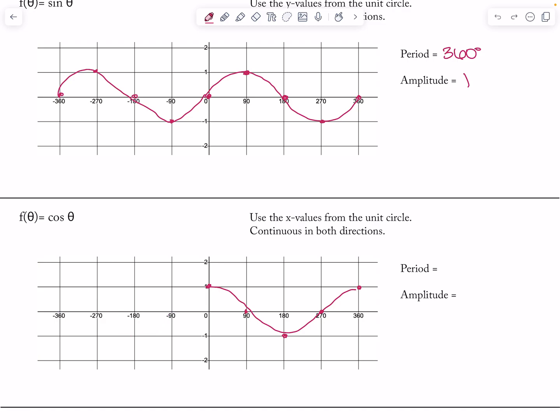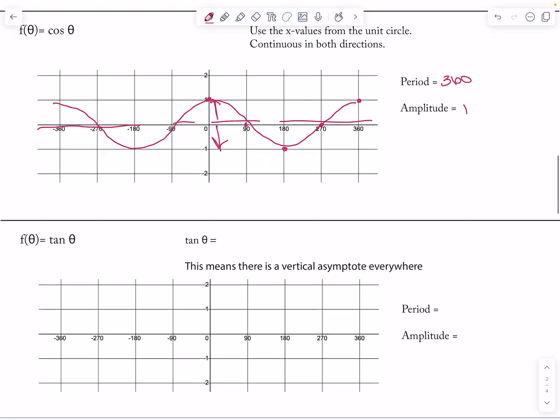Oop, I did this wrong. Boop. It goes here, here, here, and then back up. Okay, so the period again is 360 degrees, and the amplitude is 1, because once you split it in half, right, it's the distance going up or the distance going down as your amplitude.